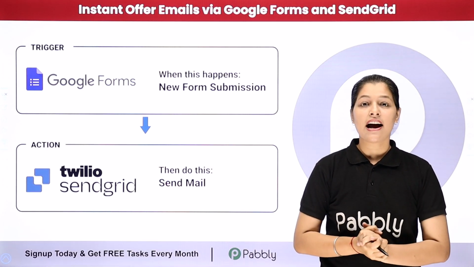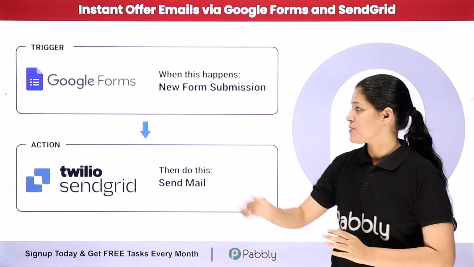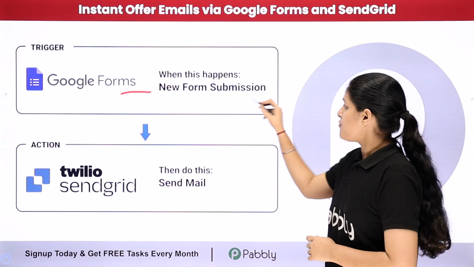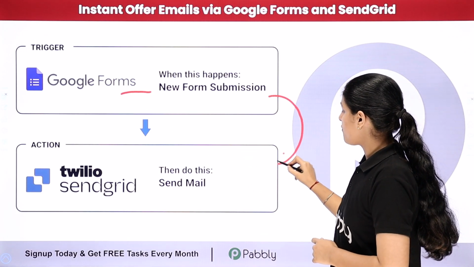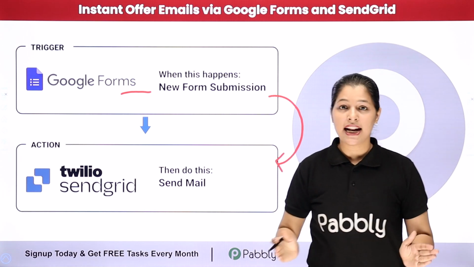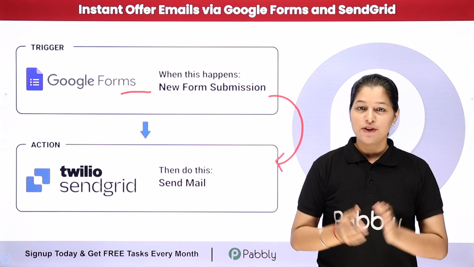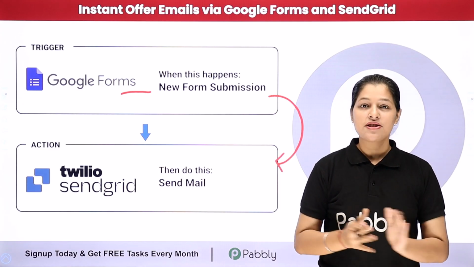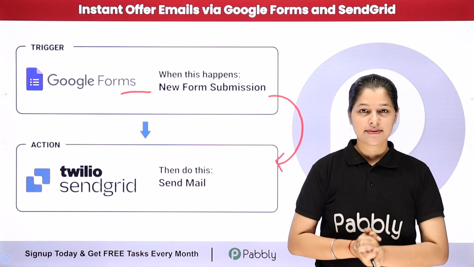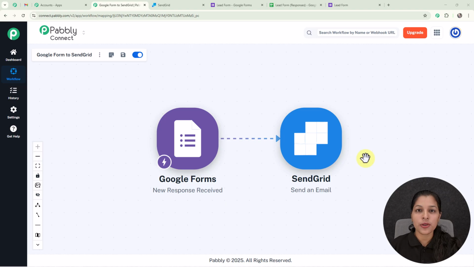So as you can see, our automation starts with the trigger, that is Google Form. As soon as a new form submission is received, it will trigger an action, that is sending mail by using SendGrid. So if you also want to build this no coding automation, then let me take you towards my screen. Alright, so here on my screen you can see I have integrated two applications, that is Google Forms and SendGrid. Now let's start building this automation. But before that, let's see this automation in action.